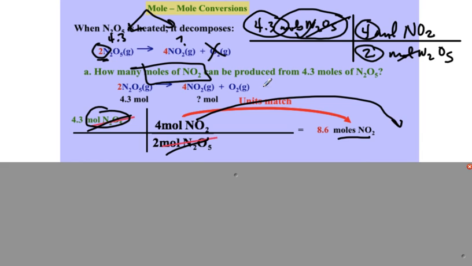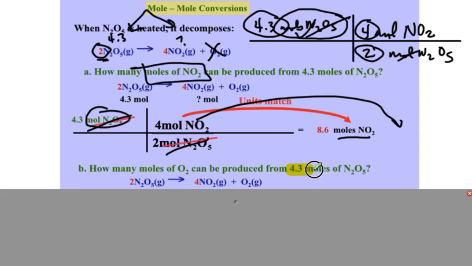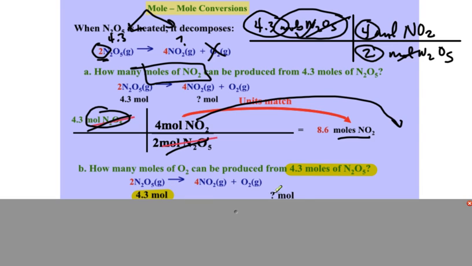Then I go and get the turkey, because in the middle of every turkey sandwich is turkey. In the middle of every stoichiometry problem is the ratio. So if I look at this problem right here, 4.3 moles of NO2. My question mark is how much O2 am I going to get?